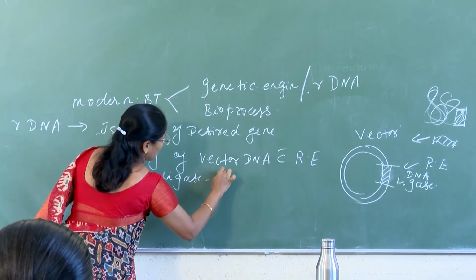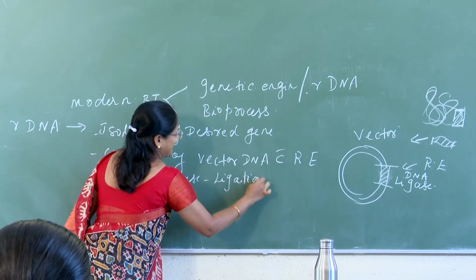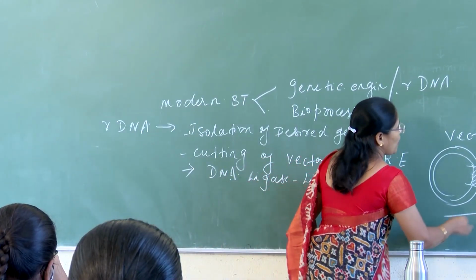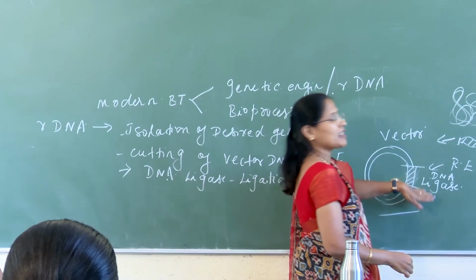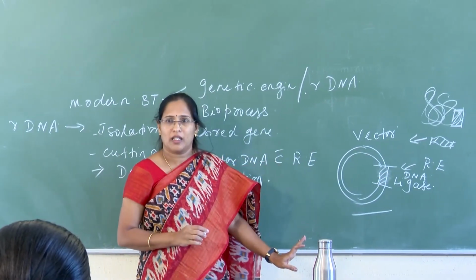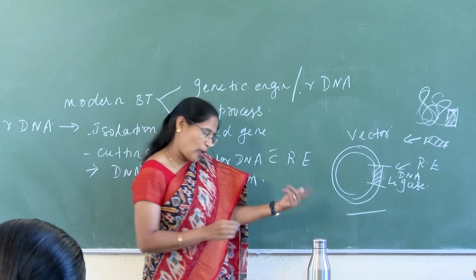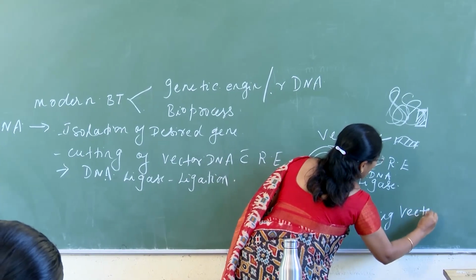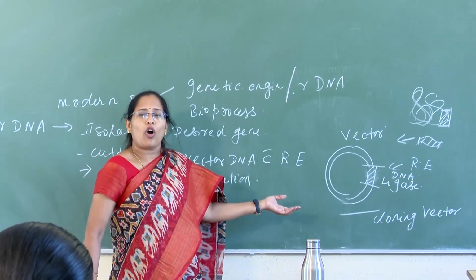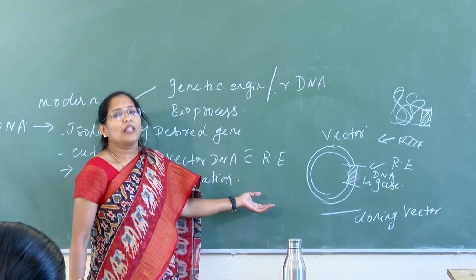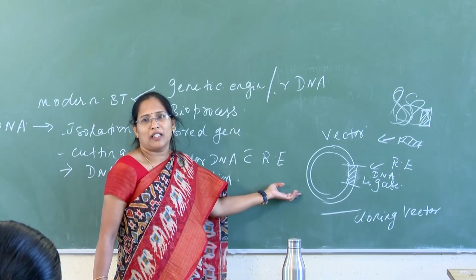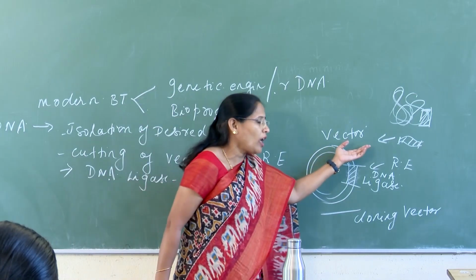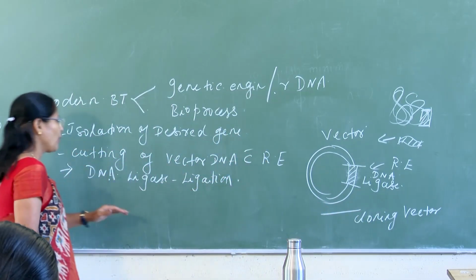Then what is the next step? Then what do I need to do? Now what do I call this? Earlier it was called vector. Now after inserting my gene of interest, what do we call this? Cloning vector. Okay. Then what is the right word actually? Is it cloning vector or recombinant or transformant? This is your recombinant. And this we call your transformant because it has got your DNA over here. Understood now? Now what is the next step?